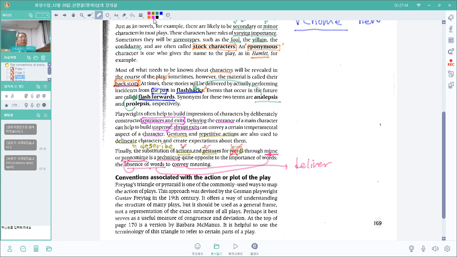Okay? So we will call it a day here. Today we talked about some of the literary conventions regarding the words and the characters.